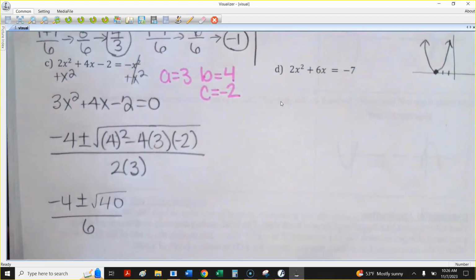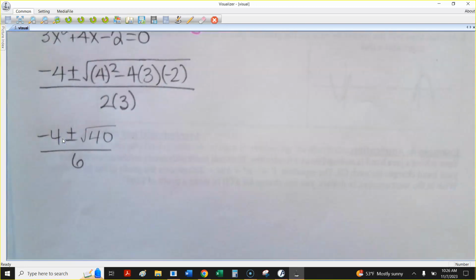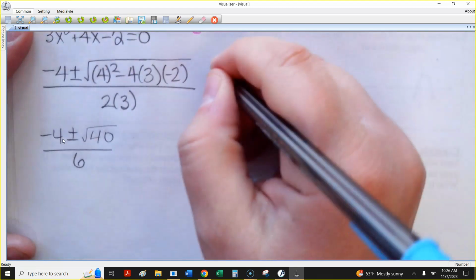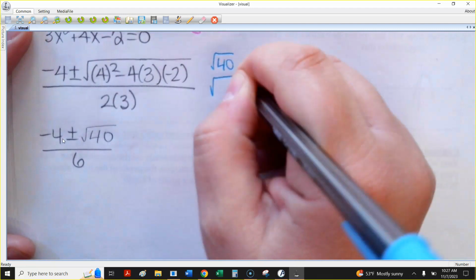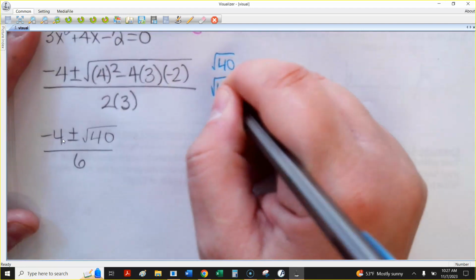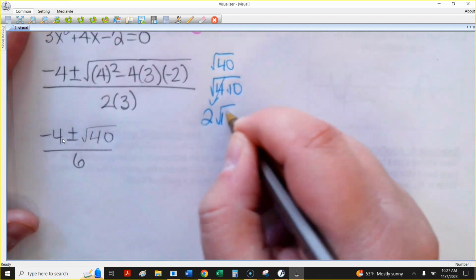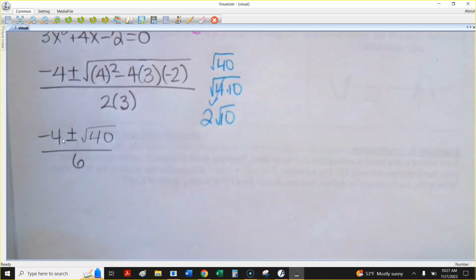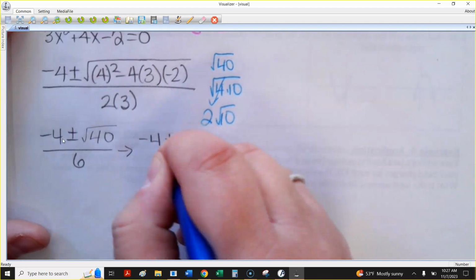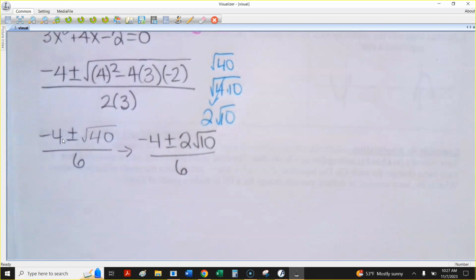Now, unfortunately, we have to break down 40 because it's not a perfect square. So we're going to see if we can write that in simplest radical form. Does anybody know the biggest perfect square that would maybe go into 40? 4. It's just 4. 4 times 10. So the square root of 4, we could bring out a 2. The 10 would be left under the square root. So then I'm just going to replace that real quick. This would be negative 4 plus or minus 2 roots of 10, everybody over 6.